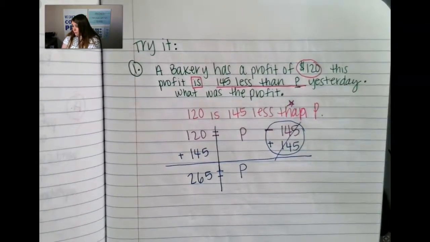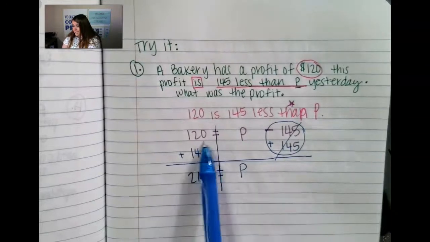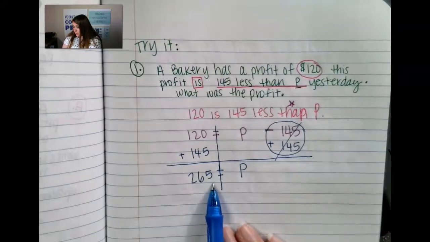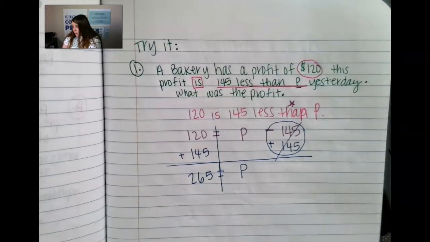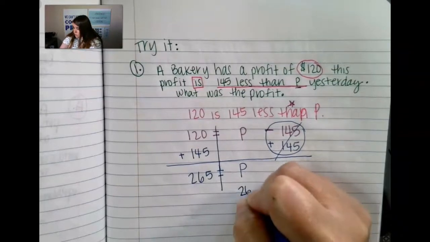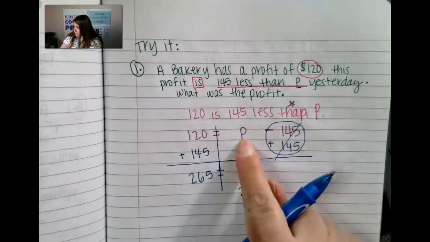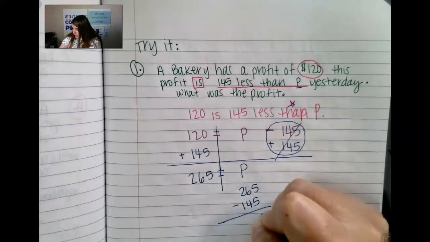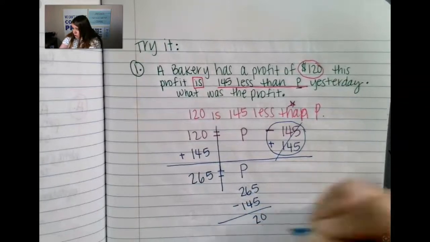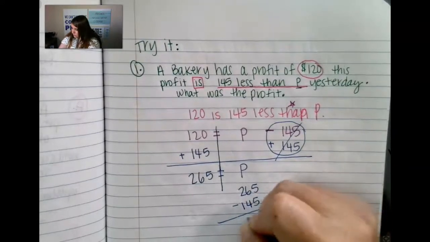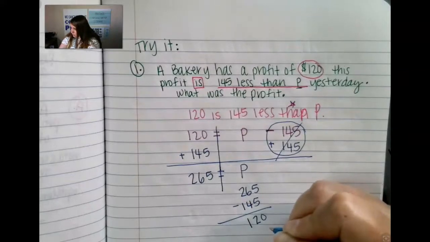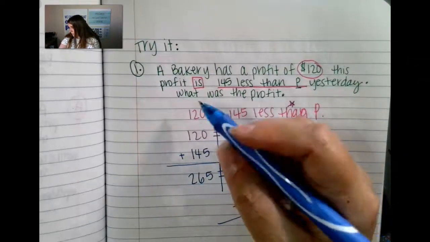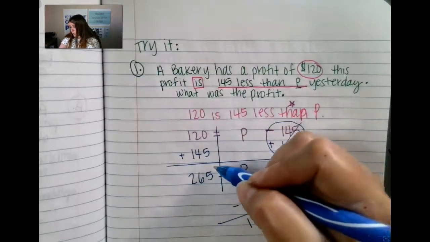So the profit that they earned is less than the other profit, and they say that the profit is 265. So let's check this out and make sure that we did this correctly. So 265 in for P minus 145. That gives me 0. 6 minus 4 is 2. 120. What did I do wrong? That is not 145. So it's a good thing that we checked our work, huh?